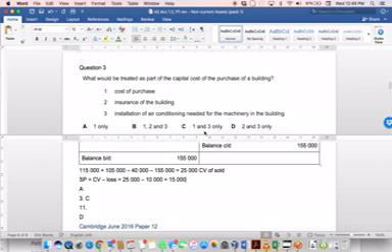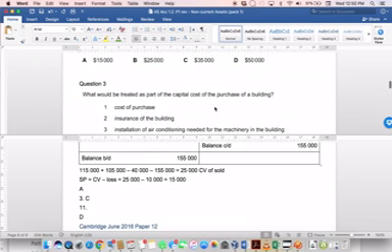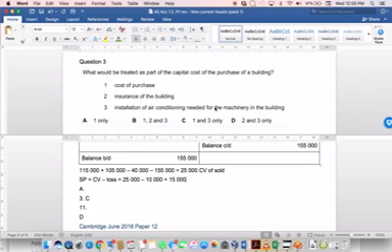Right. Question 3. What would be treated as part of the capital cost of the purchase of a building? Over here, capital cost of the purchase of a building, in other words, that means what am I going to put in my property asset account? The cost of the purchase, absolutely. So number 1 is an option. Insurance of the building is an expense that I would incur every single year, and I would be repaying it every year. So that is actually going to be part of my revenue expenditure. I would not use number 2.